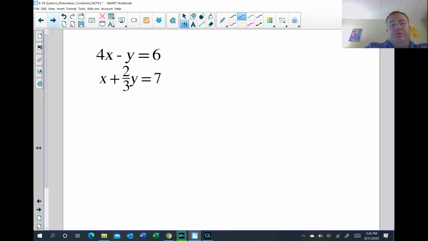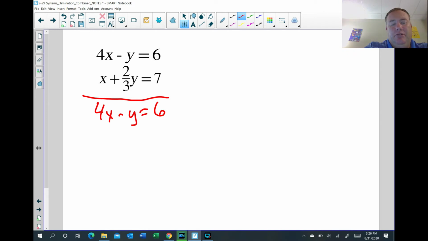All right, so this one might be slightly new, but I want to make this as easy as possible. So now we've added a fraction in here. Don't make this hard. If we're adding a fraction in here, we get rid of the fraction. Now I'm going to give you a hint on this. We don't want to solve problems with fractions in them. Nobody likes fractions. Get rid of them. So I'm not going to do anything to the first equation. I'm going to leave it as 4x minus y equals 6.